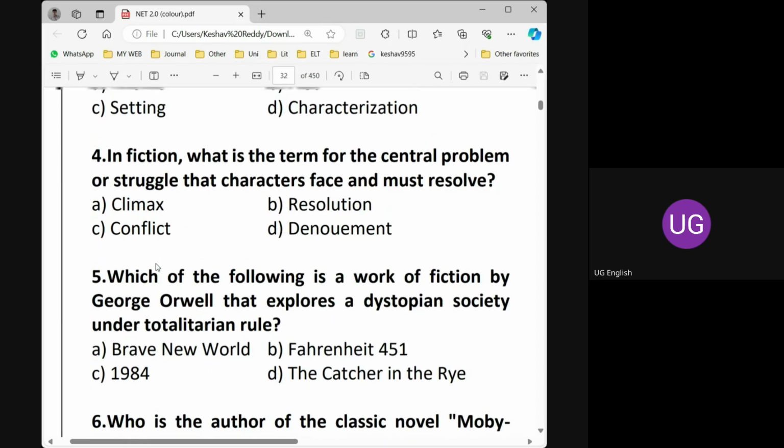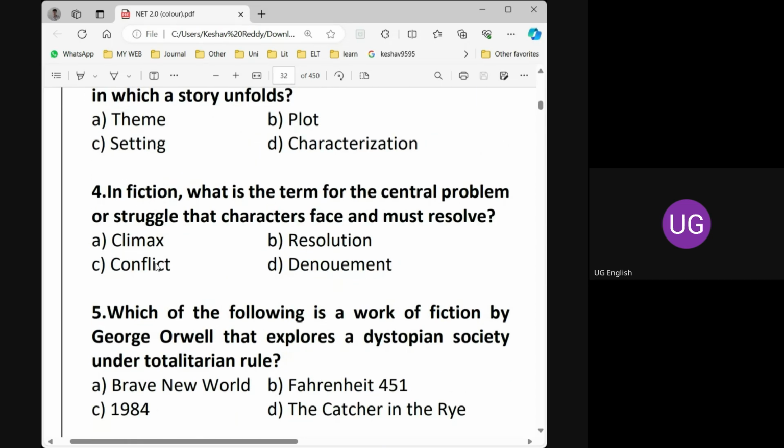And George Orwell's important work about dystopian society. Dystopian means bad place, bad society. So, which of the following is the work by George Orwell? Of course, the four works are about dystopian works. Any idea?